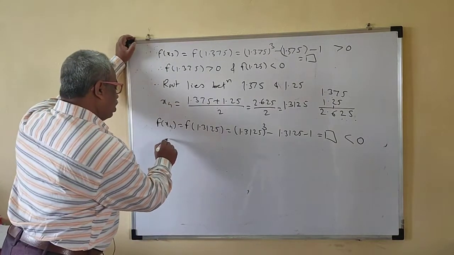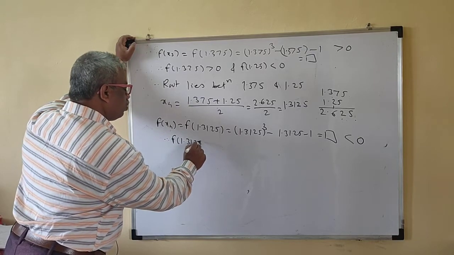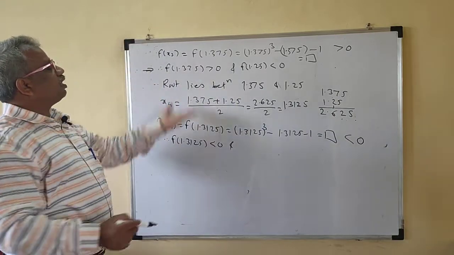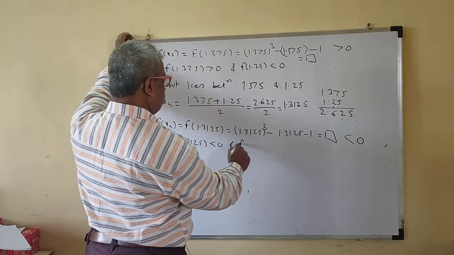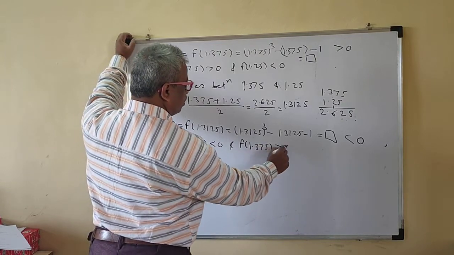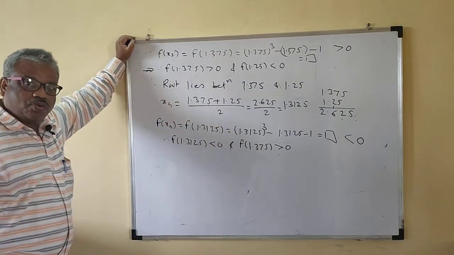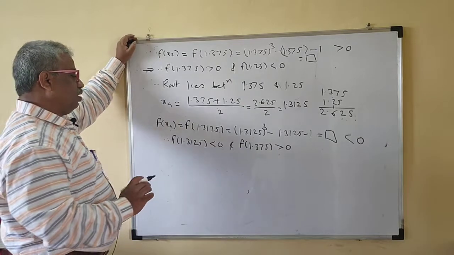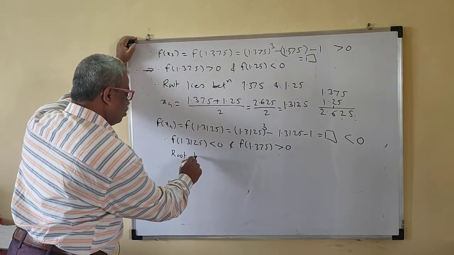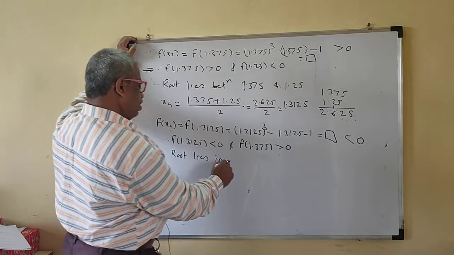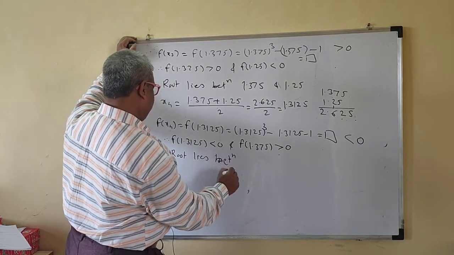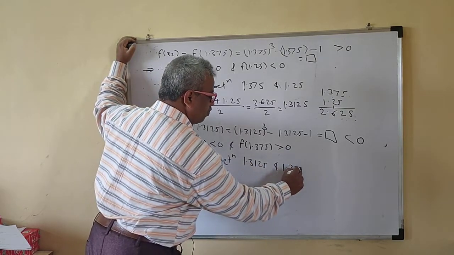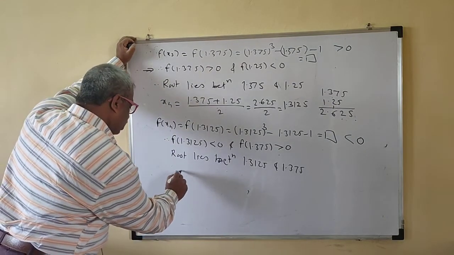Okay. Now therefore, f of 1.3125 is less than 0. Just see the previous step. Which one is positive? f of 1.375 is positive. Now see, we are going to our approximate values. 1.3 up to 1 decimal place we get correct. So therefore root lies between 1.3125 and 1.375.